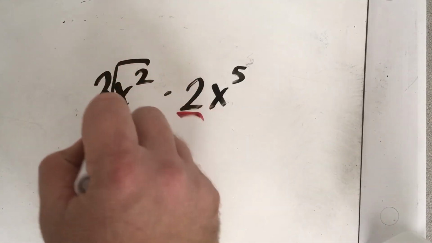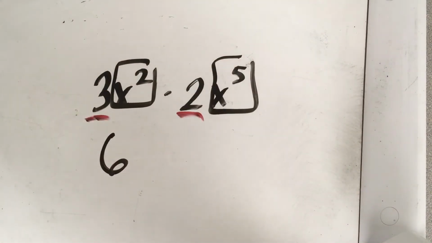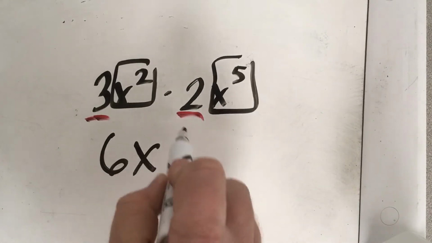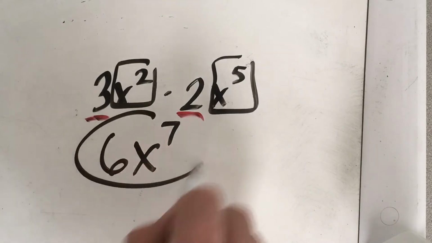Now, going back to rule 1. I keep saying rule 1. That's not rule 1, that's rule 3. x to the 2nd times x to the 5th is x to the 7th, because we add those exponents. Final answer.